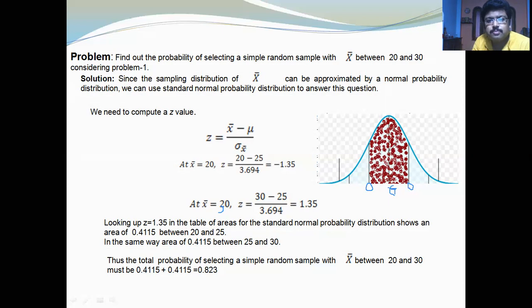The problem shows a simple random sample with x bar between 20 and 30, which means a truck bearing 20 wheat packets and a truck bearing 30 wheat packets. What is the probability? In this lecture, I tried to solve a practical problem. I hope you have enjoyed this lecture and enriched your knowledge thereby.